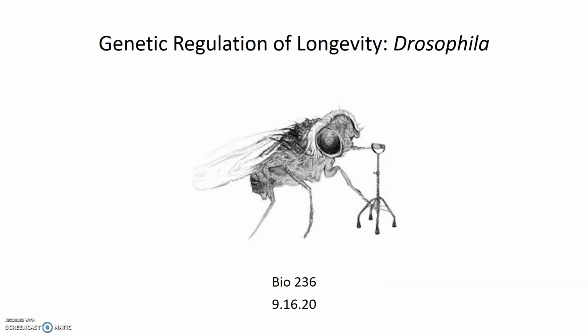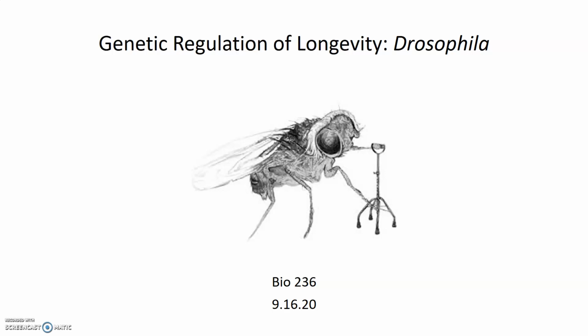This is part one of a lecture on the genetic regulation of longevity in Drosophila. One thing I wanted to start by talking about in terms of genetic regulation, when we think about Drosophila as a genetic model organism versus yeast or worms, is that Drosophila is actually considered rather genetically complex compared to those other two organisms.